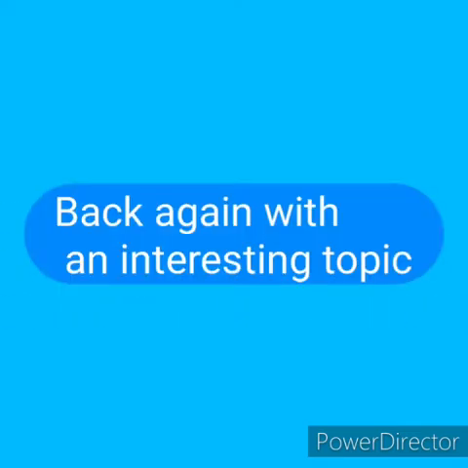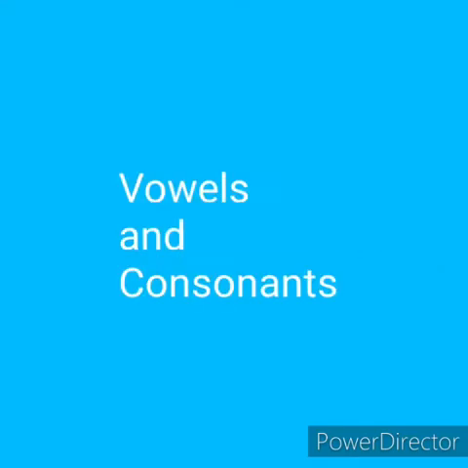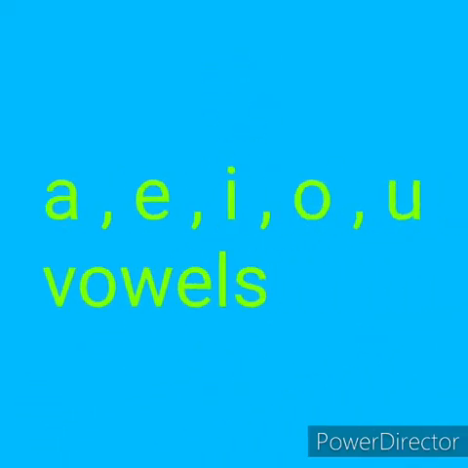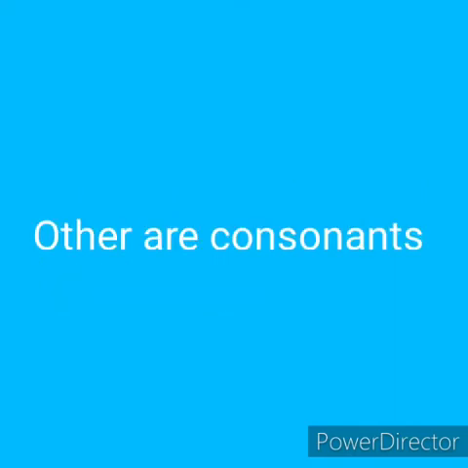Today again I am here with a very interesting topic. You all have learned about the vowels and the consonants. The 5 letters A, E, I, O and U are the vowels and the remaining letters are consonants. Today we will learn more about this. Okay, so have a look.